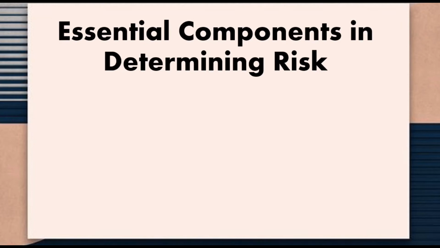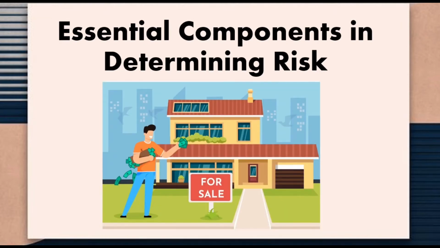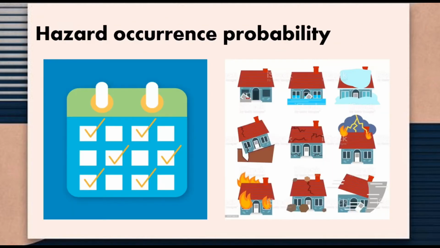So we have essential components in determining risk. Just like when you are planning to find a place to stay in, let's say a house, an apartment, or building for you to work, ayan, we have some components that you need to identify or determine. Next one, we have the first one is the hazard occurrence probability.